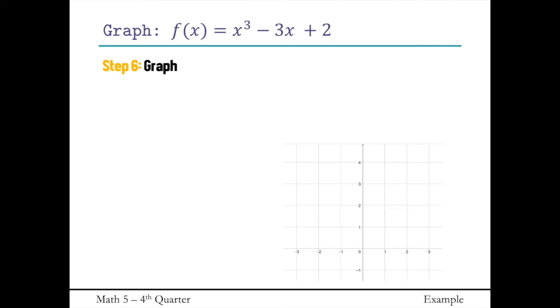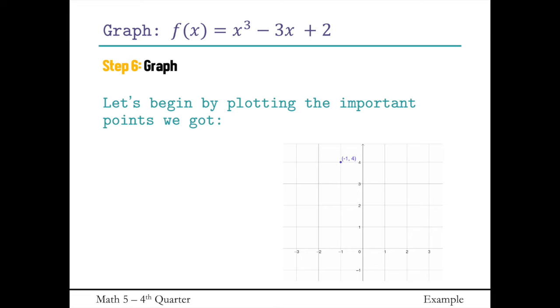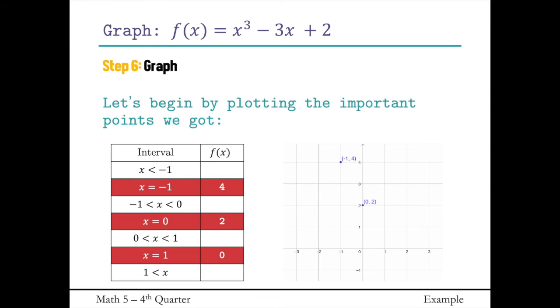From this, we can now start graphing our function. We will begin by plotting the important points we got using the first two columns. We have (-1, 4), (0, 2), and (1, 0). These points will now give us an idea of how high or low the function may attain.